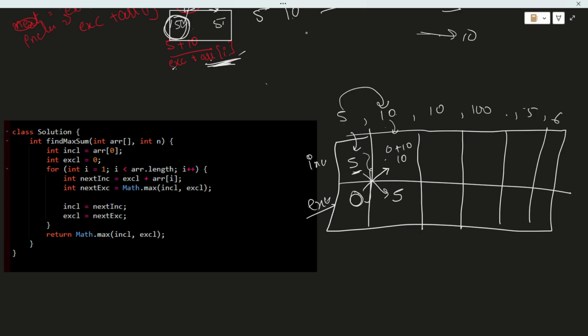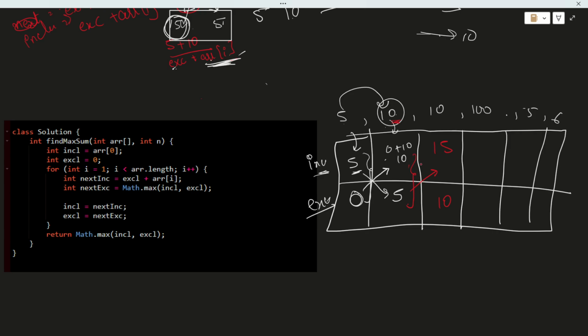Okay, now 10 is the next value. Should I choose it or not choose it? First include. Can I include it if I have included this one 10? No, I can't. So I have to go with this 5 in which I have excluded this 10, and I'll add this value over here. That would be 15, 10 plus 5. Okay. Now see, in the exclude, what would be my maximum value? 10 and 5. That would be 10. So I'll go with this.